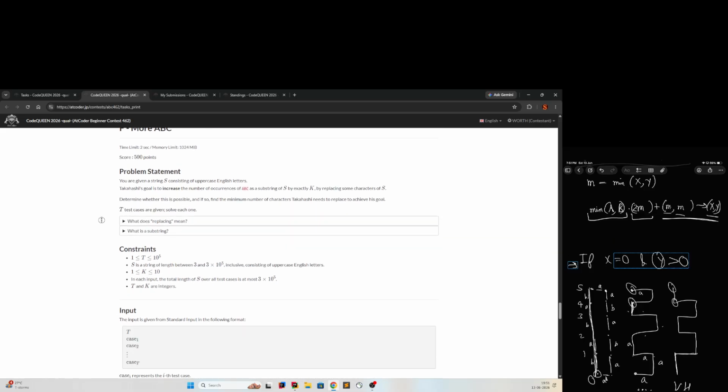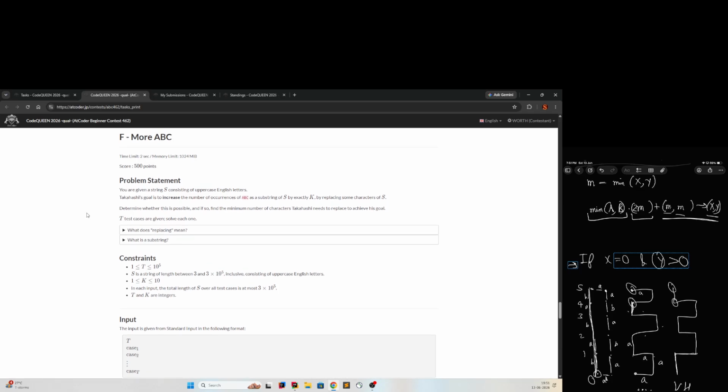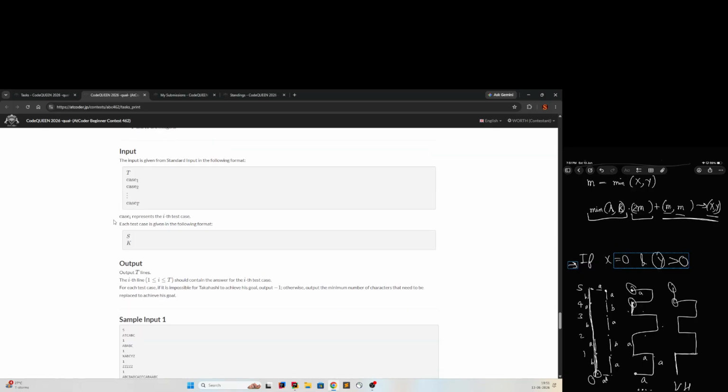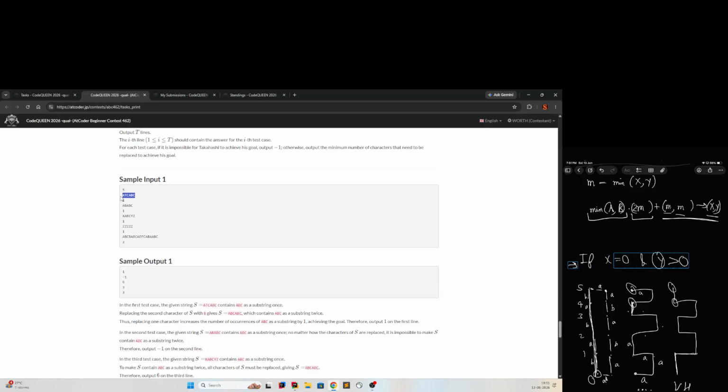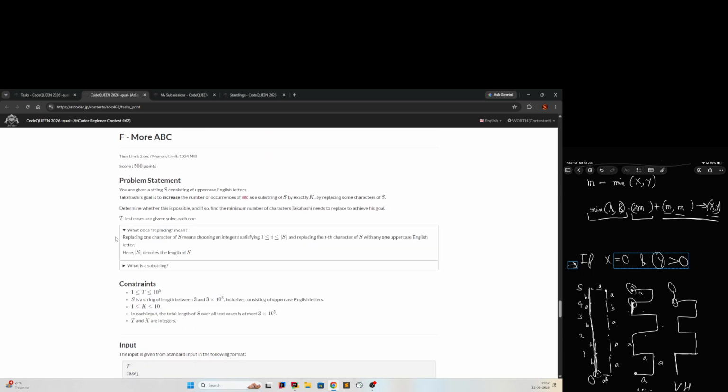Coming to problem F. Okay, so this was a good one. Now in this we are given a string S of uppercase English letters, and we have to increase the frequency of ABC in S by exactly K. So if we see this example, here we have ATC ABC. So ABC already occurs once, but we want to increase it by one, so we want it twice. So we have this ABC. So we can make this ABC by changing this T to B. So this is one operation allowed to us, one replacement operation.